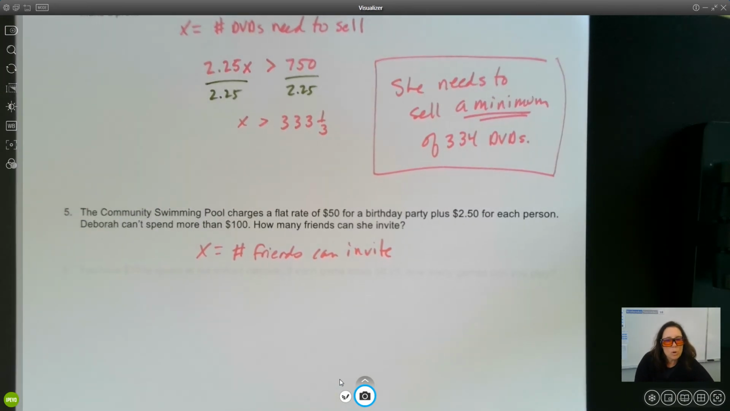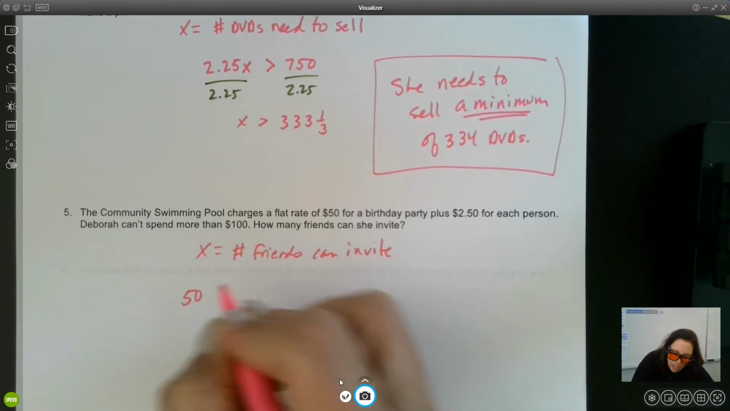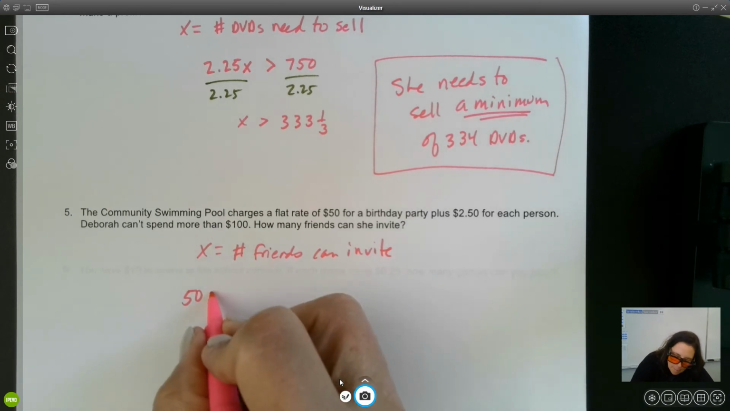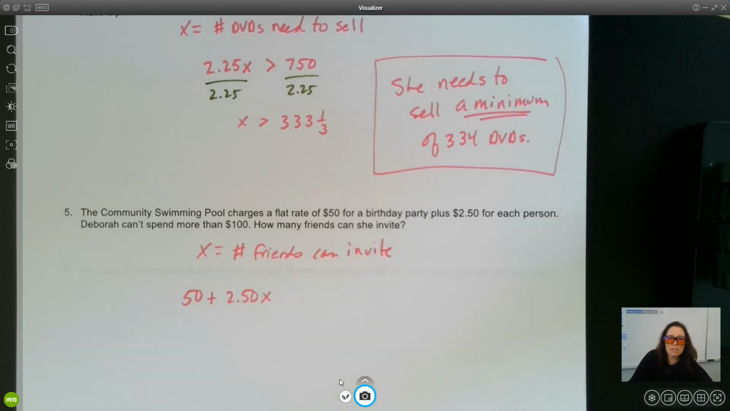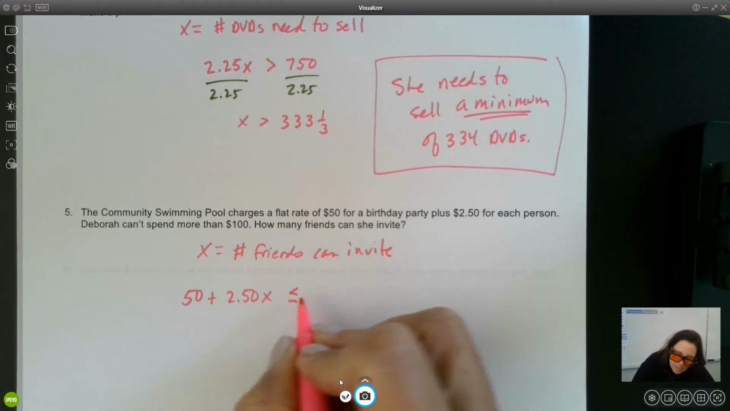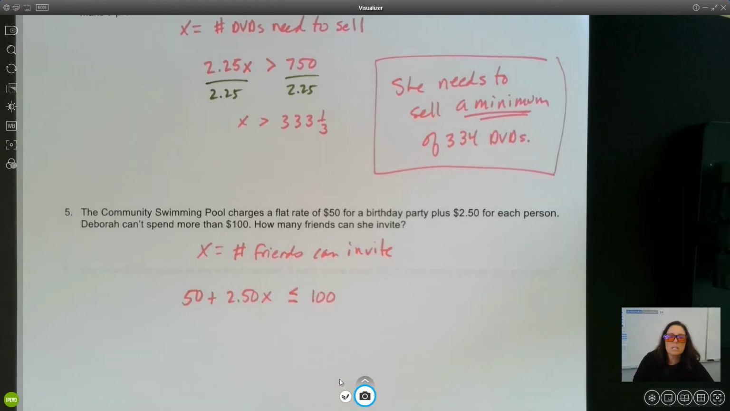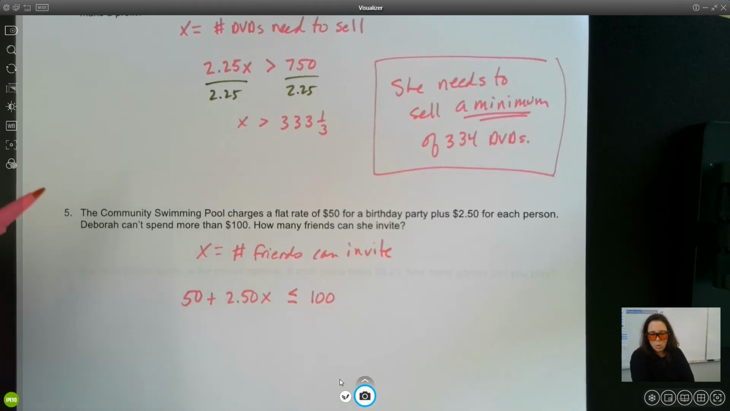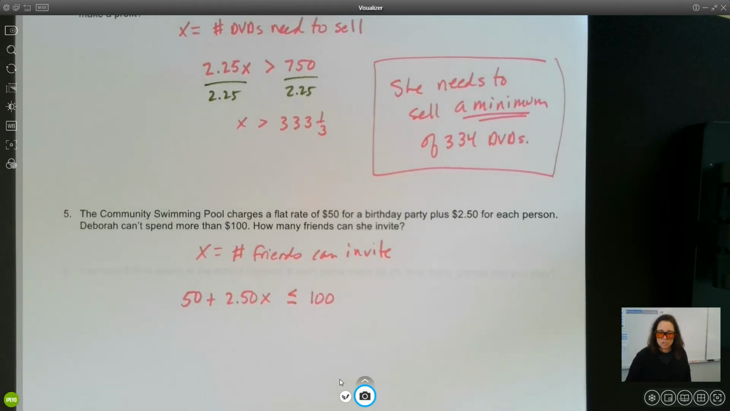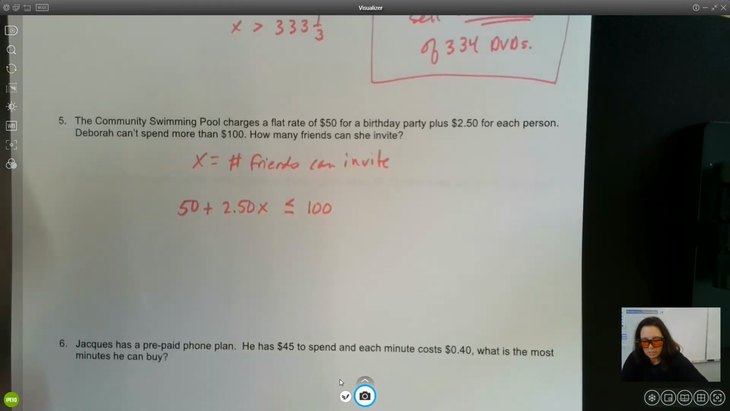All right, so we've got this $50 flat fee coming in plus $2.50 per friend you invite. And you cannot spend more than 100. You can spend 100, so it has to be less than or equal to 100. That says I can spend 100 or less. Okay, there's our inequality. Once you get that, I think it's easy to solve.